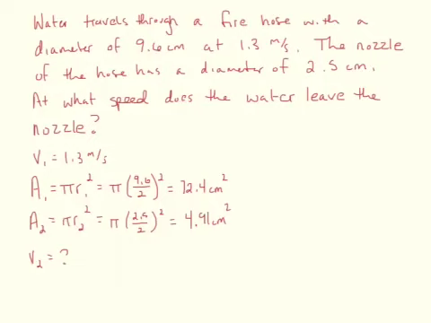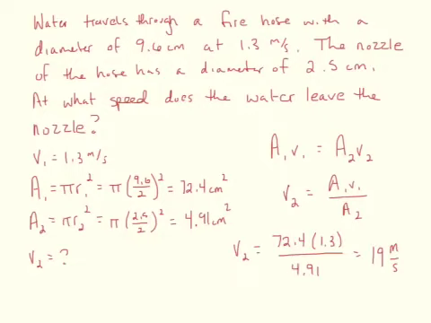So now I'm just going to set up my equation. So A1 V1 equals A2 V2. Rearrange for V2, and V2 is A1 V1 over A2. So now we just plug in and solve. So when I plug everything in, I get a speed of 19 meters per second, showing that the water comes out the end of the hose much faster than it's flowing through the hose because we have this small nozzle on the end of the hose making the opening smaller.